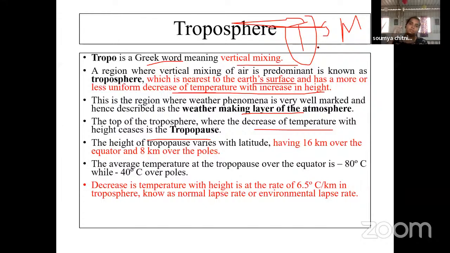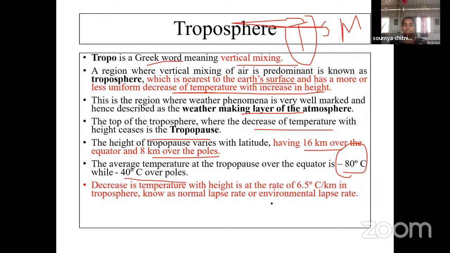As I told you, troposphere is marked with a decrease in temperature with increase in altitude. So after troposphere we have a thin layer, that is tropopause, where we do not find an increase or decrease in temperature. The height of tropopause varies from 16 kilometer over the equator to 8 kilometer over the poles. The average temperature of tropopause over the equator is minus 80 degrees, while minus 40 degrees over the poles.